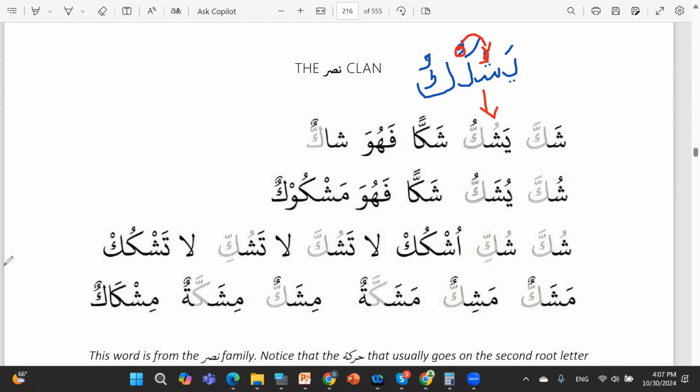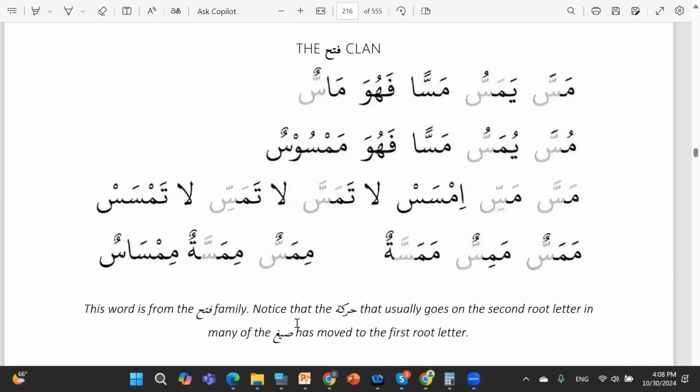Okay, so we just saw how these rules manifest in sarf saghir of muda'af words when it comes from the nasara clan. Okay, now moving on to the fatha clan. And in the fatha clan, you can see massa, yamassu. So both fatha, massa, yamassu. Okay, so massa on the pattern of falla, yamassu, the haraka has been transferred to the first letter. Instead of yamsasu, it is yamassu.